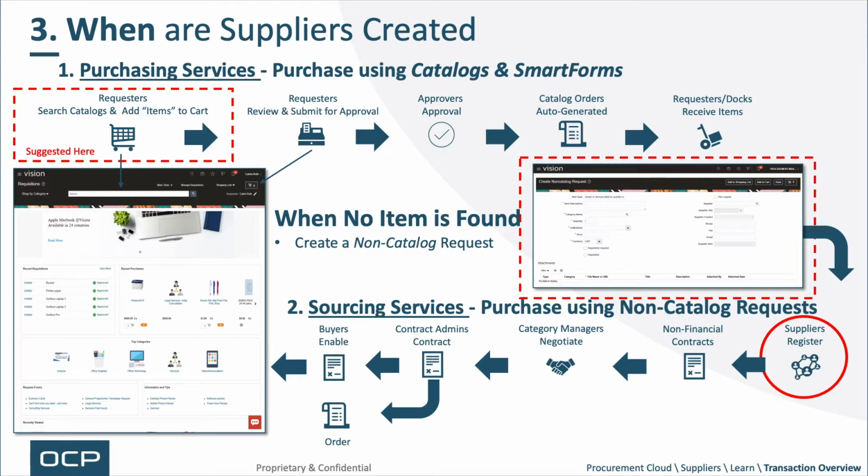So somebody goes in, they look for an item, they can't find it. Now they say, I need X, they being the requester. And the procurement team will then figure out who that should be. But the requester certainly could suggest or register on behalf of certain suppliers that he or she would want to work with.